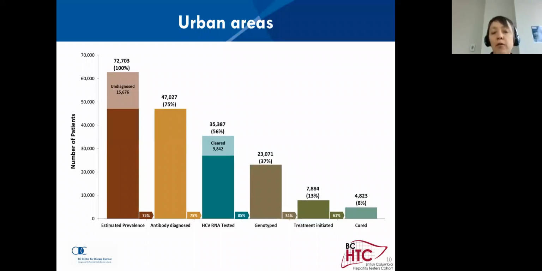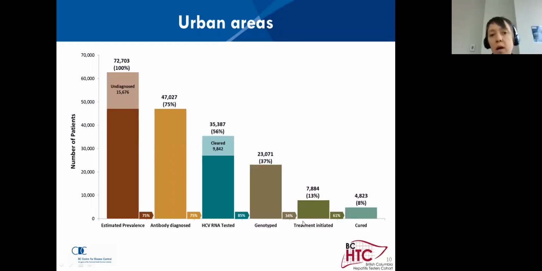So this is the same cascade of care for urban areas. And you can see the same kind of progress throughout the cascade of care. So 75% of people who were diagnosed proceeded to have an RNA test, and about 23 to 25% cleared spontaneously. Those that were positive, about 85% had the genotype assessed, and then only 34% of those actually started treatment. So the same sort of gap, and 60% cleared after treatment.